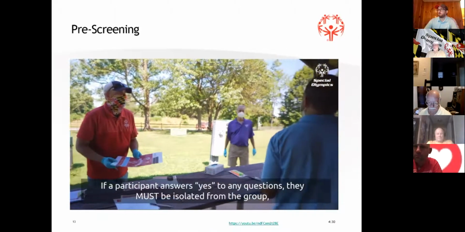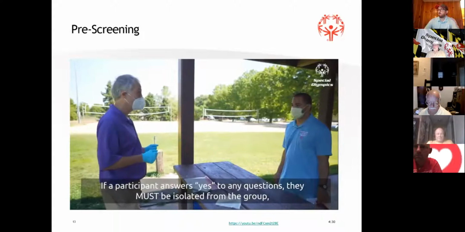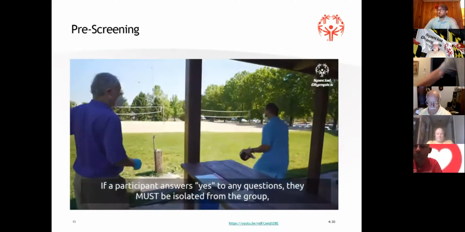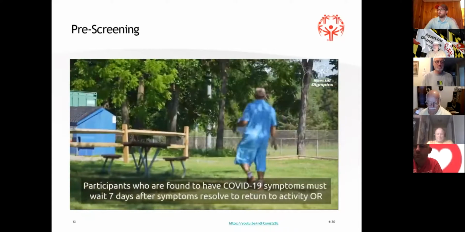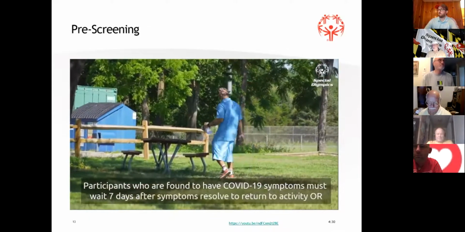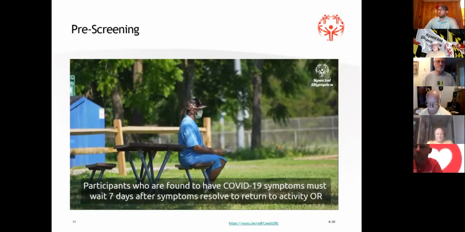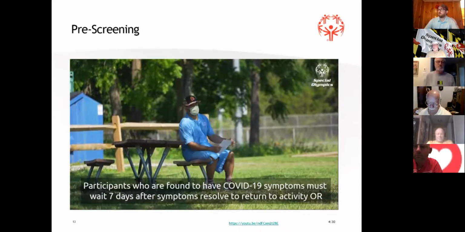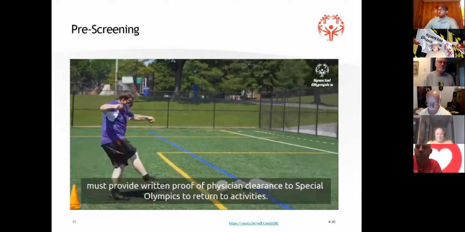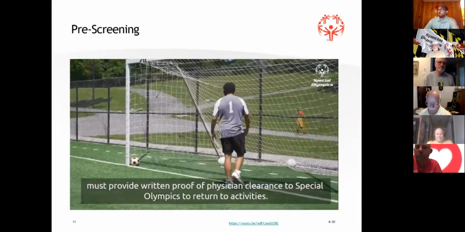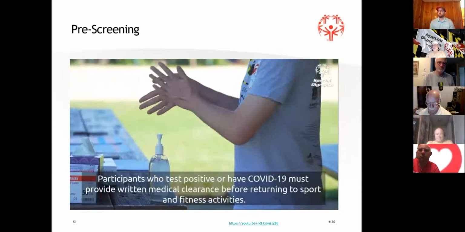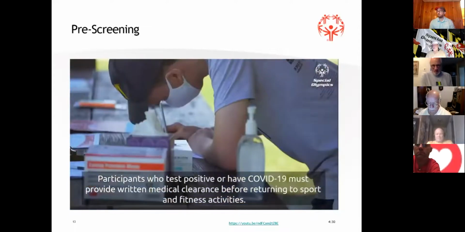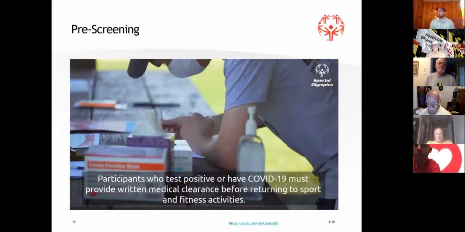If a participant answers yes to any questions, they must be isolated from the group, sent home, and instructed to contact their healthcare provider. Participants who are found to have COVID-19 symptoms must wait 7 days after symptoms resolve to return to activity, or must provide written proof of physician clearance to Special Olympics to return to activities. Participants who test positive or have COVID-19 must provide written medical clearance before returning to sport and fitness activities.